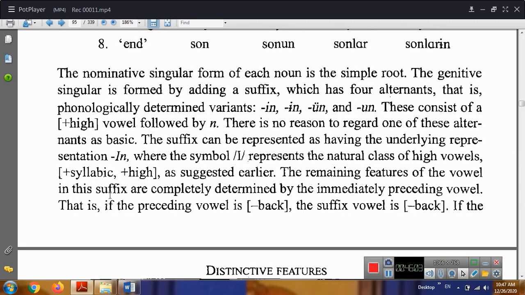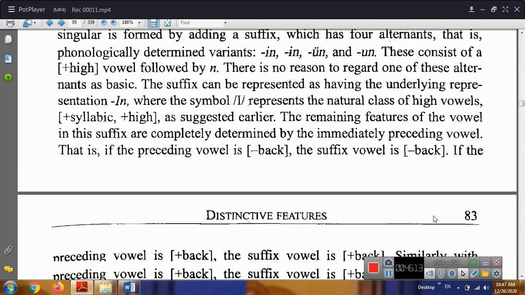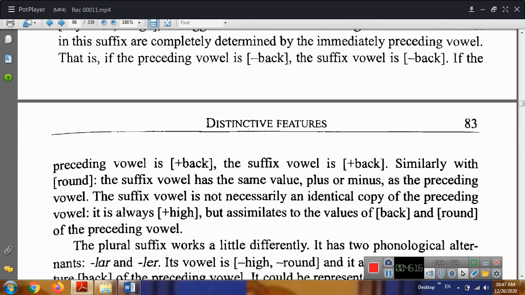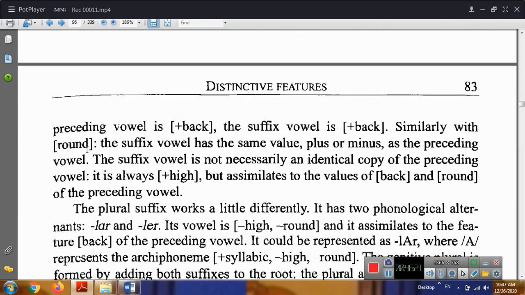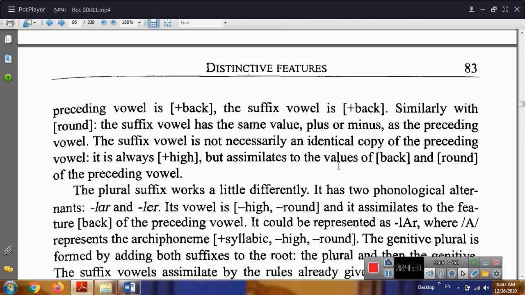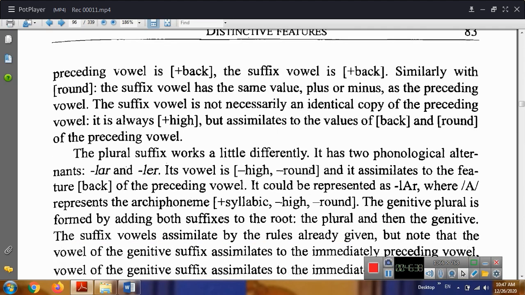The remaining features of a vowel in this suffix are completely determined by the immediately preceding vowel. That is, if the preceding vowel is minus back, the suffix vowel is minus back. If the preceding vowel is plus back, the suffix vowel is plus back. Similarly with round, the suffix vowel has the same value, plus or minus, as the preceding vowel. The suffix vowel is not necessarily an identical copy of the preceding vowel. It is always plus high, but assimilates to the value of back and round of the preceding vowel.